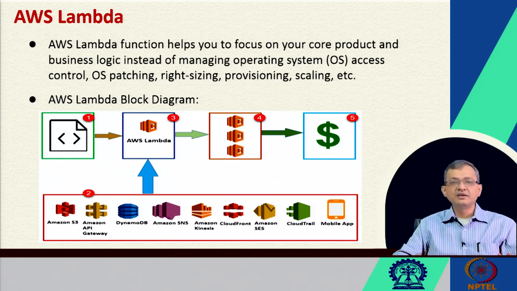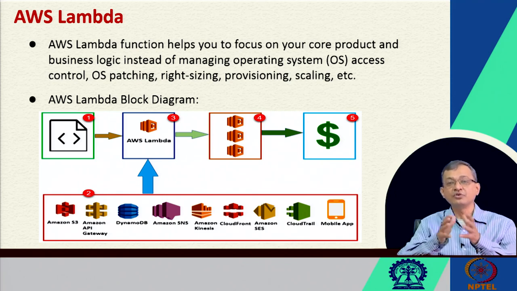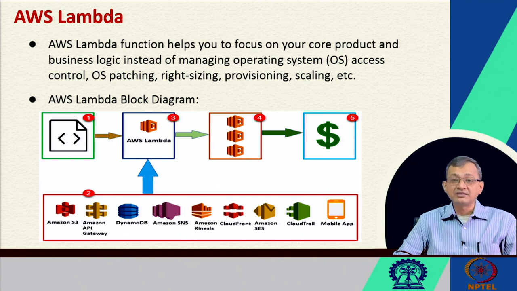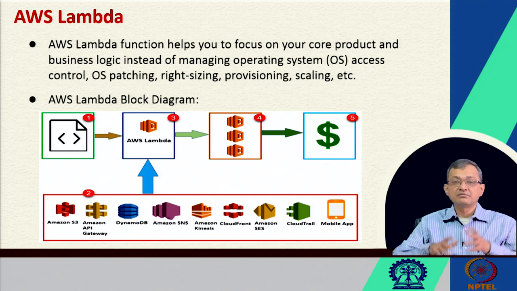Now, if we look at the big picture or the block diagram, there are 5 different components marked, and we will see what their roles are. The AWS Lambda function helps you focus on your core product, that is, on your business logic, instead of managing operating system access, OS patching, right sizing, provisioning, scaling, etc., which otherwise you need to bother about when you go for our traditional way of cloud computing, right.